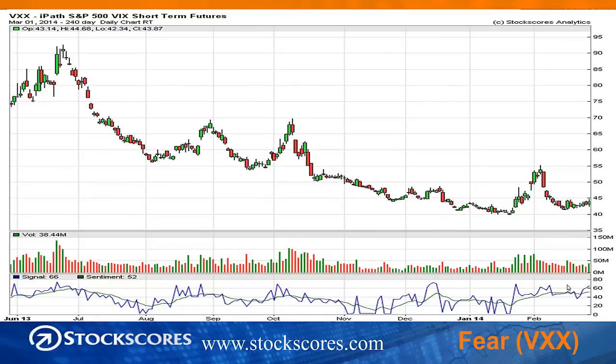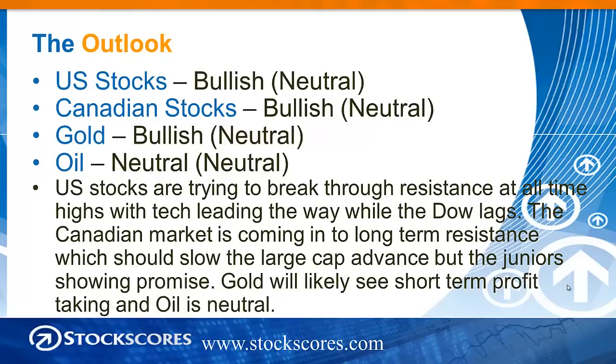Fear had a real jump up at the end of January there. It has fallen back again. It is interesting to note that the VXX is not going to new lows while the S&P 500 is going to new highs. And so that tells me that there is a little bit of caution in the market as stocks move to new highs. There are still some people buying insurance in the option market, which shows up in that higher prices in the VIX.